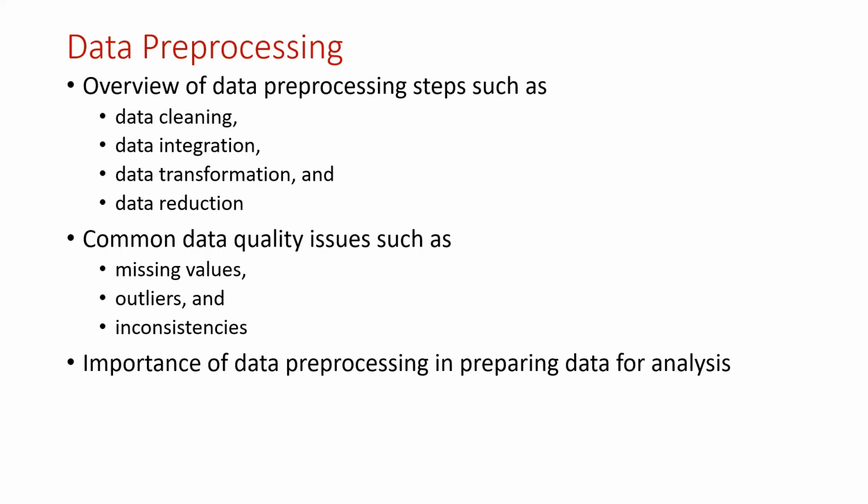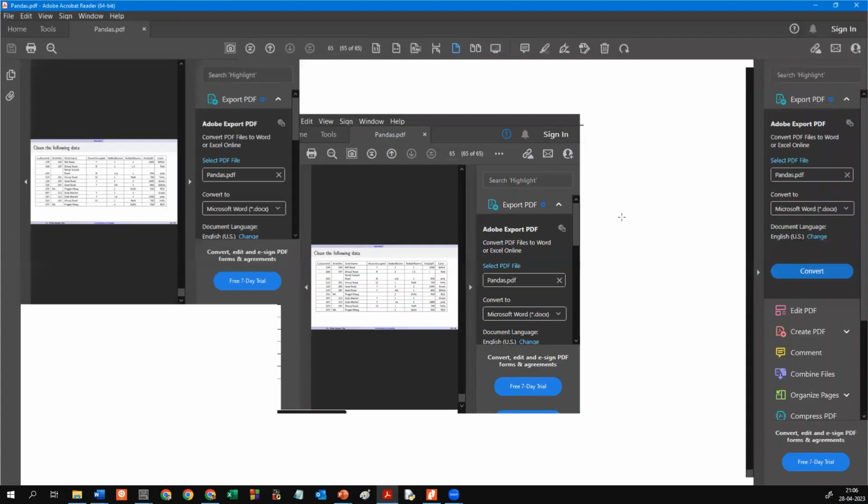What is missing value? Can anybody tell? A type of incomplete value. Incomplete value. So look at it.